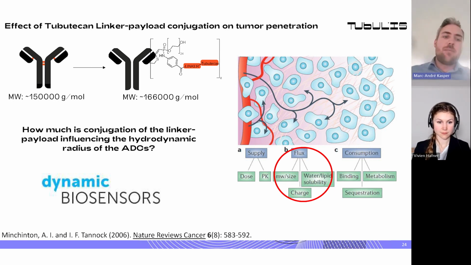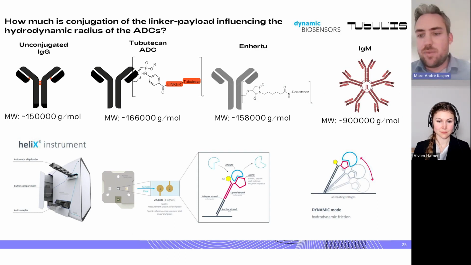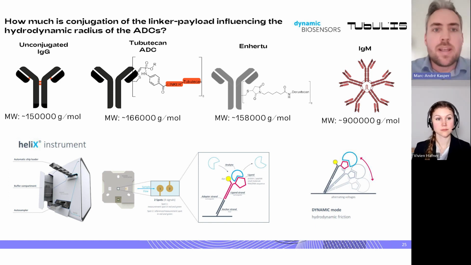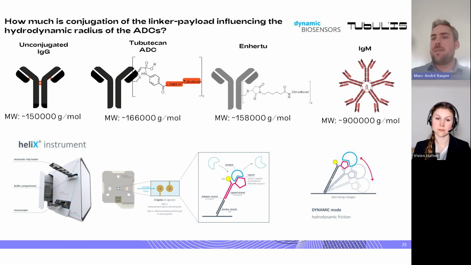And here we again teamed up with Dynamic Biosensors. This time we used the Helix instrument, and we did again a comparison where we wanted to compare the hydrodynamic radius of an unconjugated IgG1 with our ADC, again with Enhertu from the pharmacy, and we wanted to have something which is known to be too big to penetrate solid tumors, and this is also known from the literature. These are these large IgM molecules, which we also used. And we used, as I said, the Helix instrument in the dynamic mode.